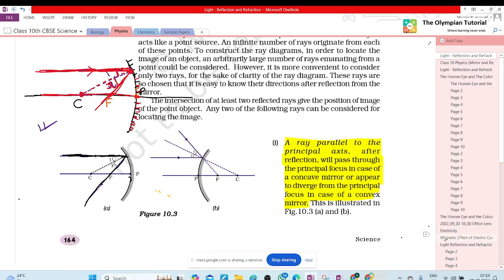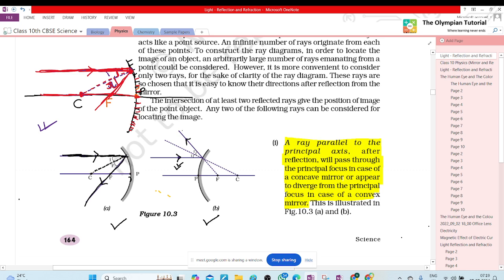Before studying their image formation, firstly we will study some rules. This one is concave, this one is convex. If a ray is coming parallel to the principal axis, after striking it will pass through the focus, and for a convex mirror, it will appear to pass through the focus.